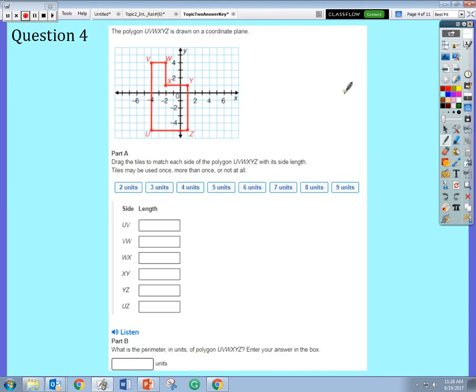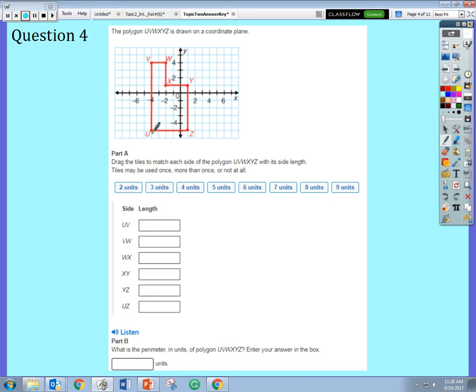Now we haven't gotten this skill yet, but we will later this week. The polygon UVWXYZ is drawn on a coordinate plane. Drag the tiles to match each side of the polygon UVWXYZ with its side length. Tiles may be used once, more than once, or not at all. I can't drag the tiles, so let's just take a look.